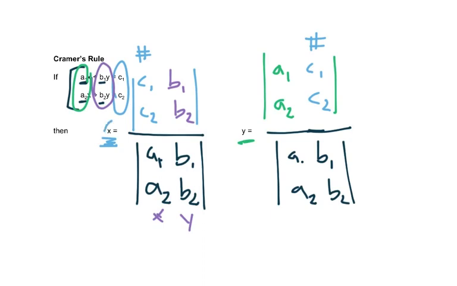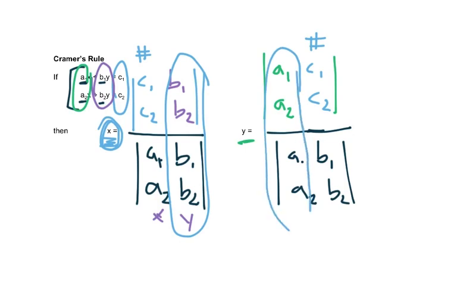Okay, so whatever we're finding, those are the numbers that get replaced. The other letter stays the same. You can see that here, the y column stays the same on the top and the bottom because we're finding x. And here the x column stays the same on the top and the bottom because we're finding y. So let's try a couple problems.